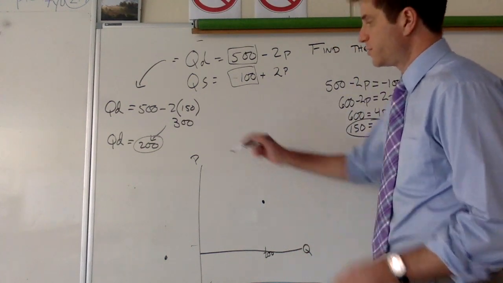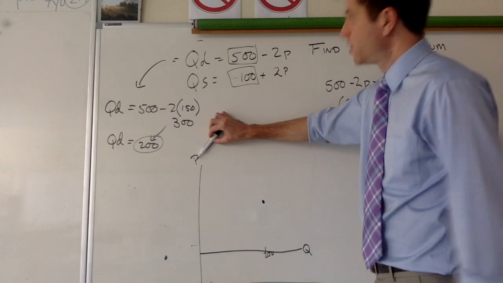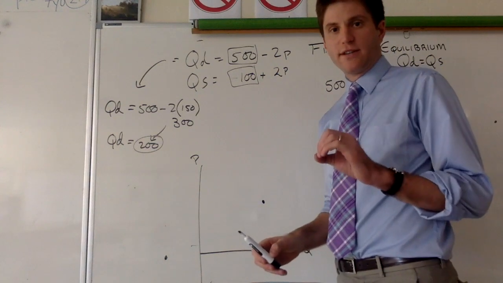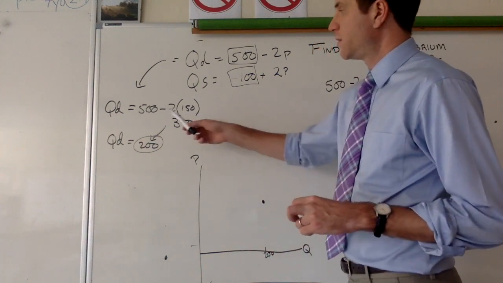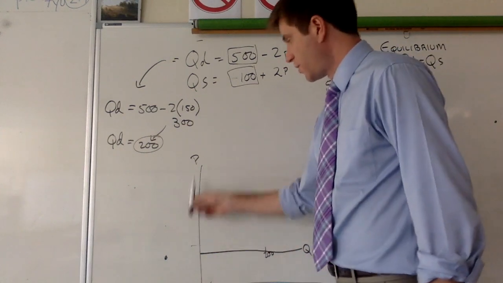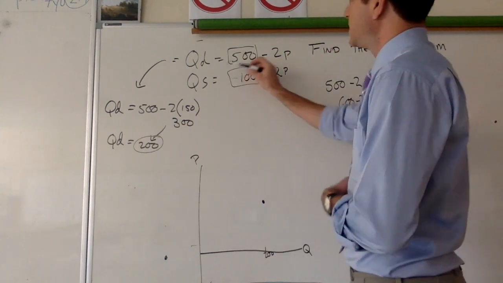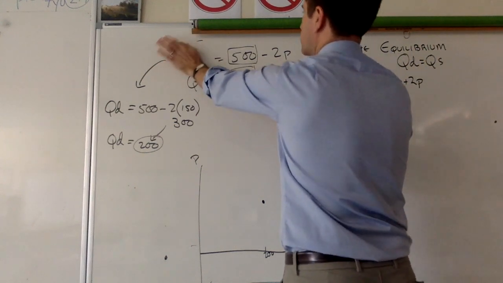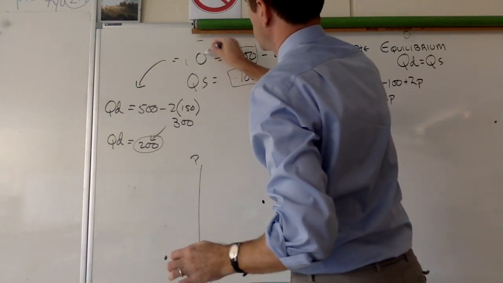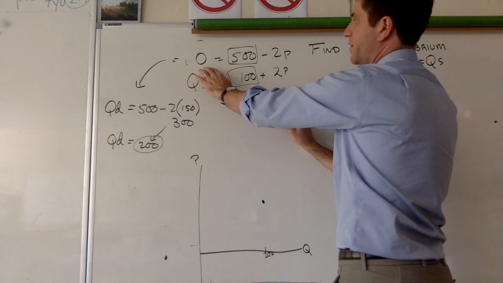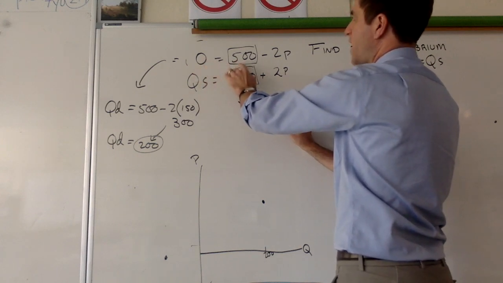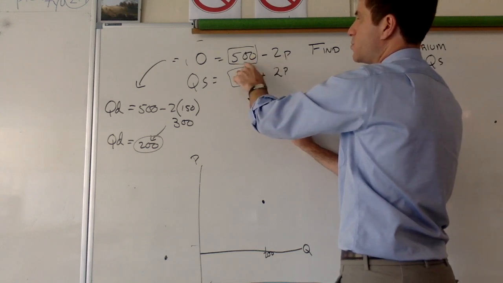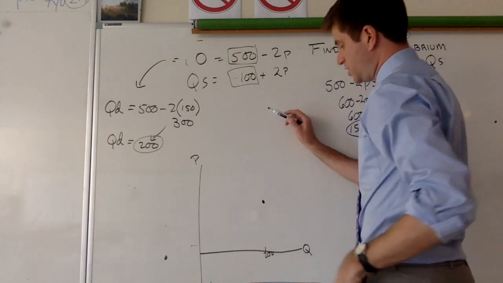The other way is to figure out the p-intercept. You can determine the p-intercept just by setting your quantity equal to 0, because we know that Q is 0 at the p-intercept. So for our quantity demanded, when QD equals 0, what is the value of P? Well, 0 equals 500 minus 2p, so 2p must be equal to 500, so p must be 250.